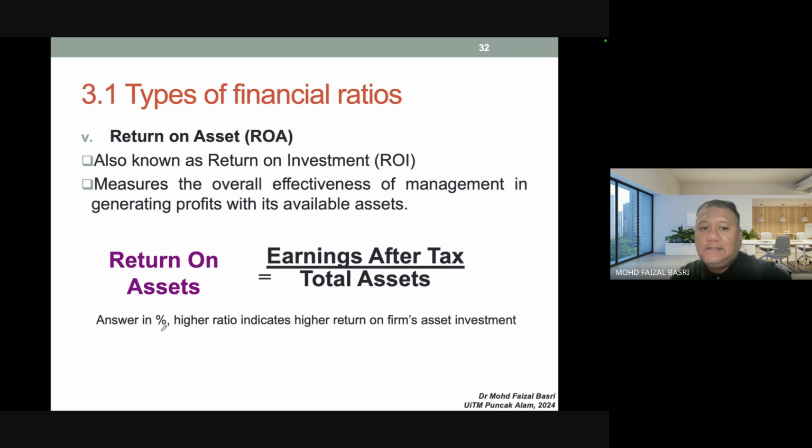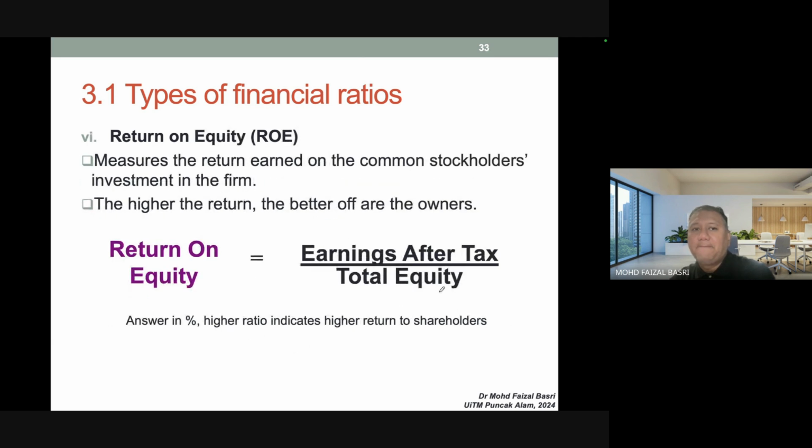Okay, so the answer in percentage. So in fact, semua ratio dalam profitability is in percentage. So semua kena darab 100. And we go back to the higher the ratio, the better. Okay, lagi tinggi ratio dia lagi bagus, to indicate that the firms can maximize the assets in order to generate their sales. Ataupun ini bukan sales, to generate their profits. Okay, to generate their profits. And kalau ROA, formula dia return bahagi total assets. So kalau return on equity, dia akan ambil earning after tax bahagi dengan equity. Okay, return on equity bahagi dengan total equity.